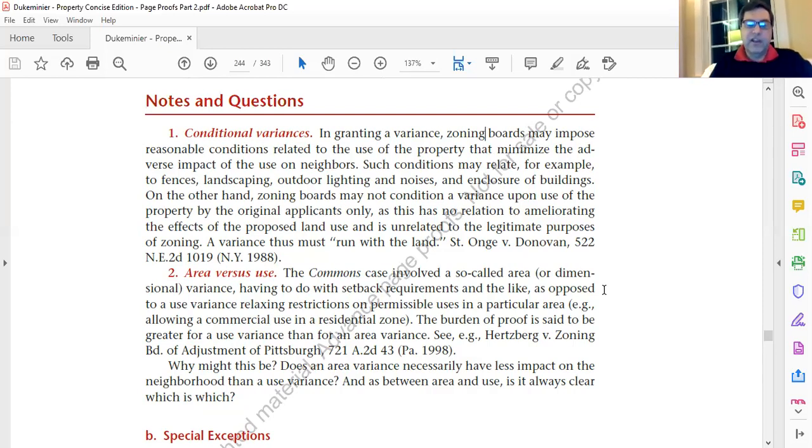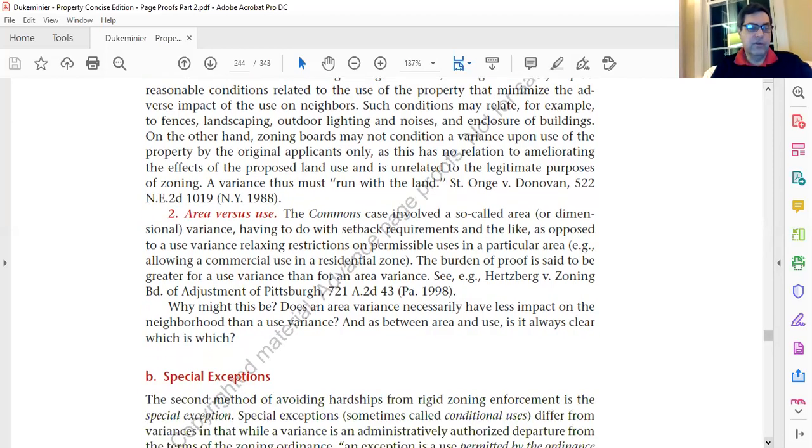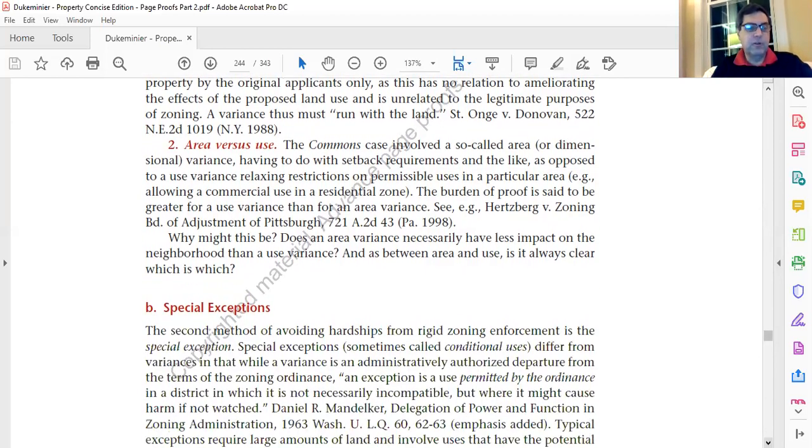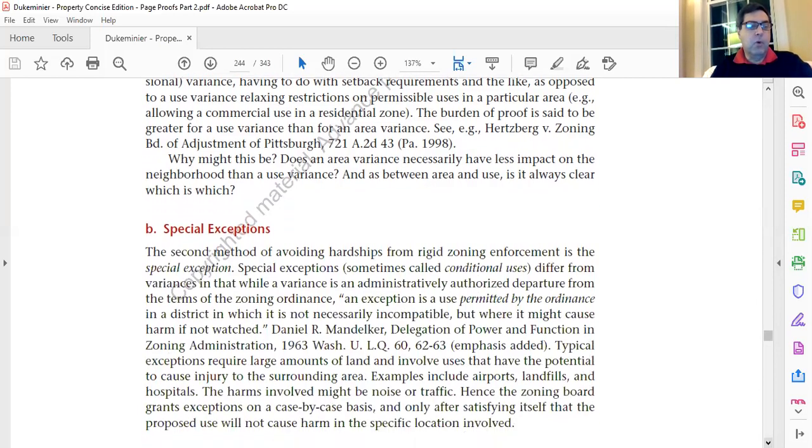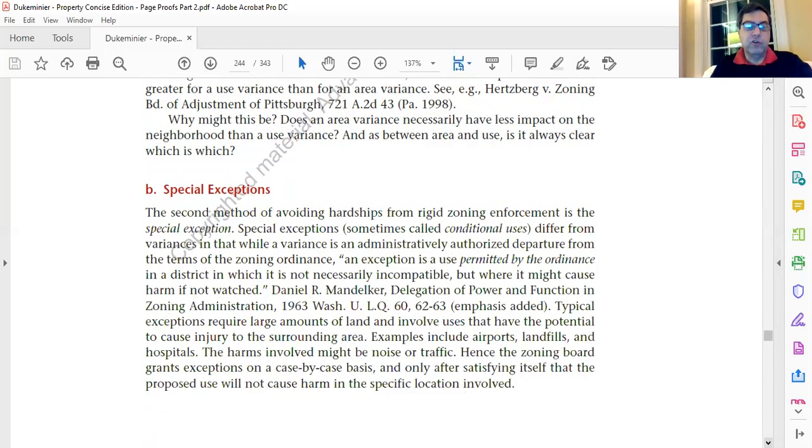The second kind of flexibility mechanism that the book discusses is what is called a special exception, or sometimes called a conditional use. Basically, this is different from a variance because a variance is permission to depart from the plan of the zoning ordinance. But a special exception or a conditional use is actually something that is contemplated as at least a possibility under the ordinance.